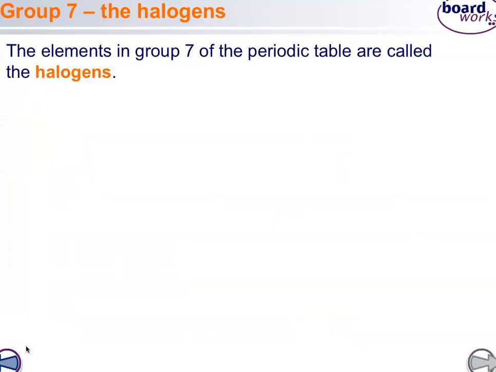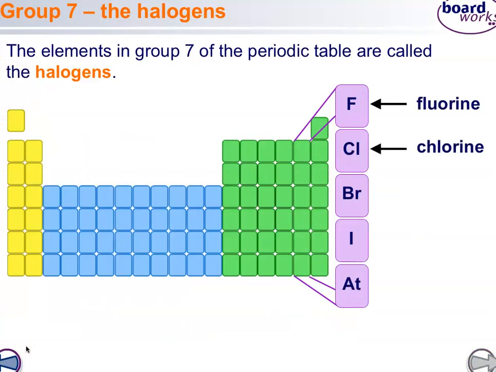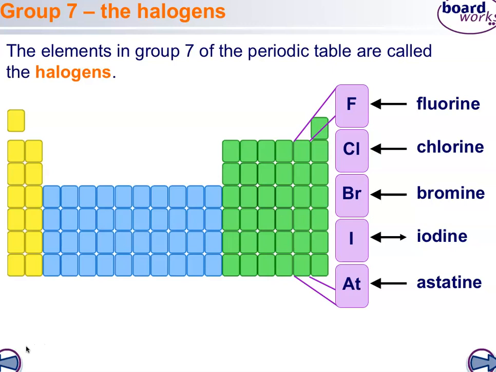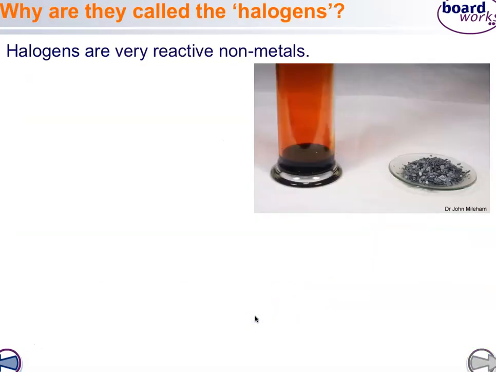Okay, so let's look at the group 7 elements. Now, the elements in group 7 of the periodic table are also called halogens, and they include fluorine, chlorine, bromine, iodine, and astatine. Now, let's look at why they are called halogens.